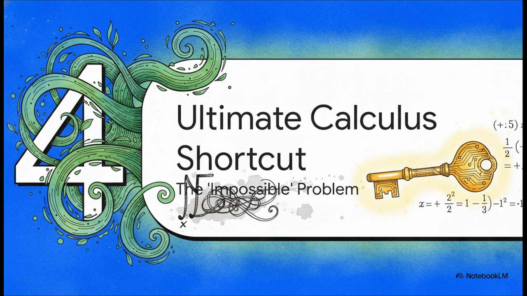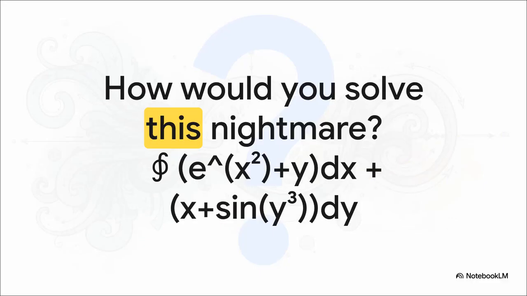So that last example showed Green's theorem is a fantastic time saver. But now let's look at a problem where it's not just a shortcut, it's basically a cheat code. It lets you solve something that would otherwise be almost impossible. Get a load of this monster.